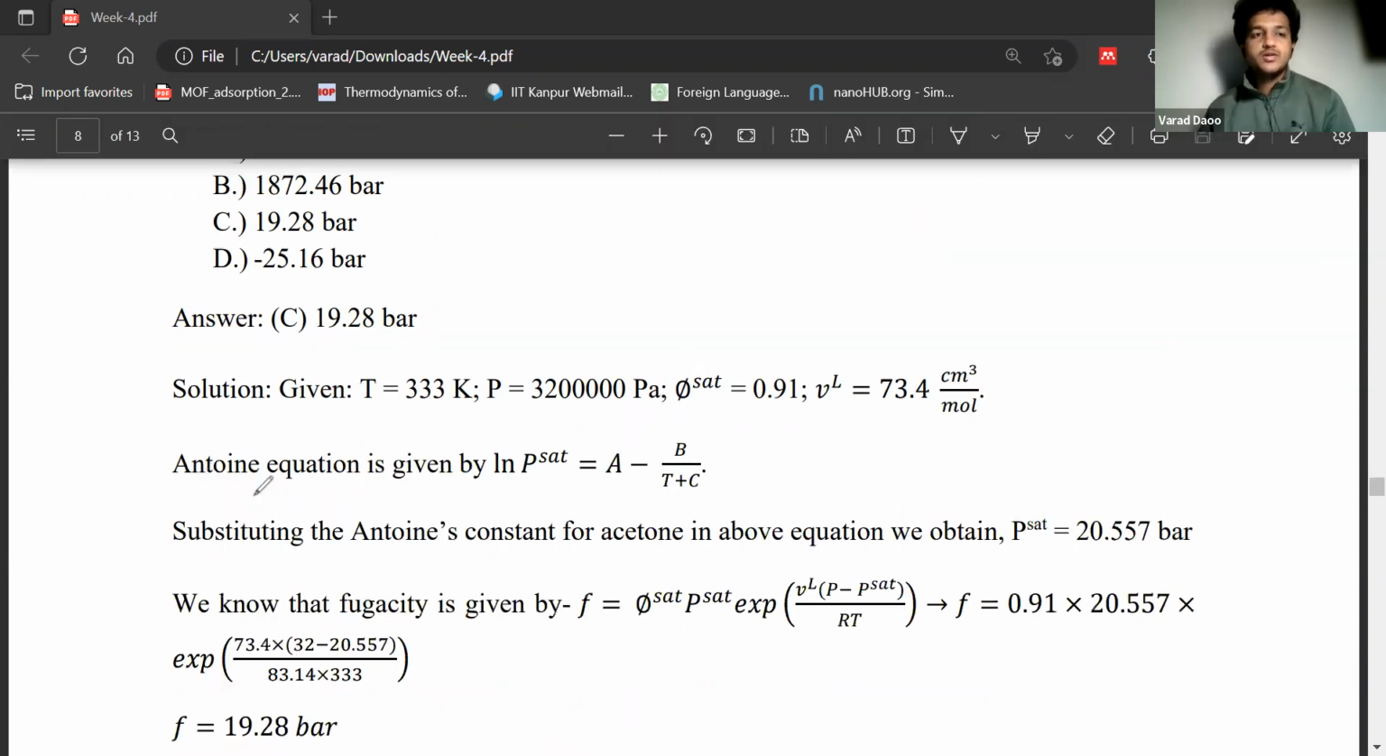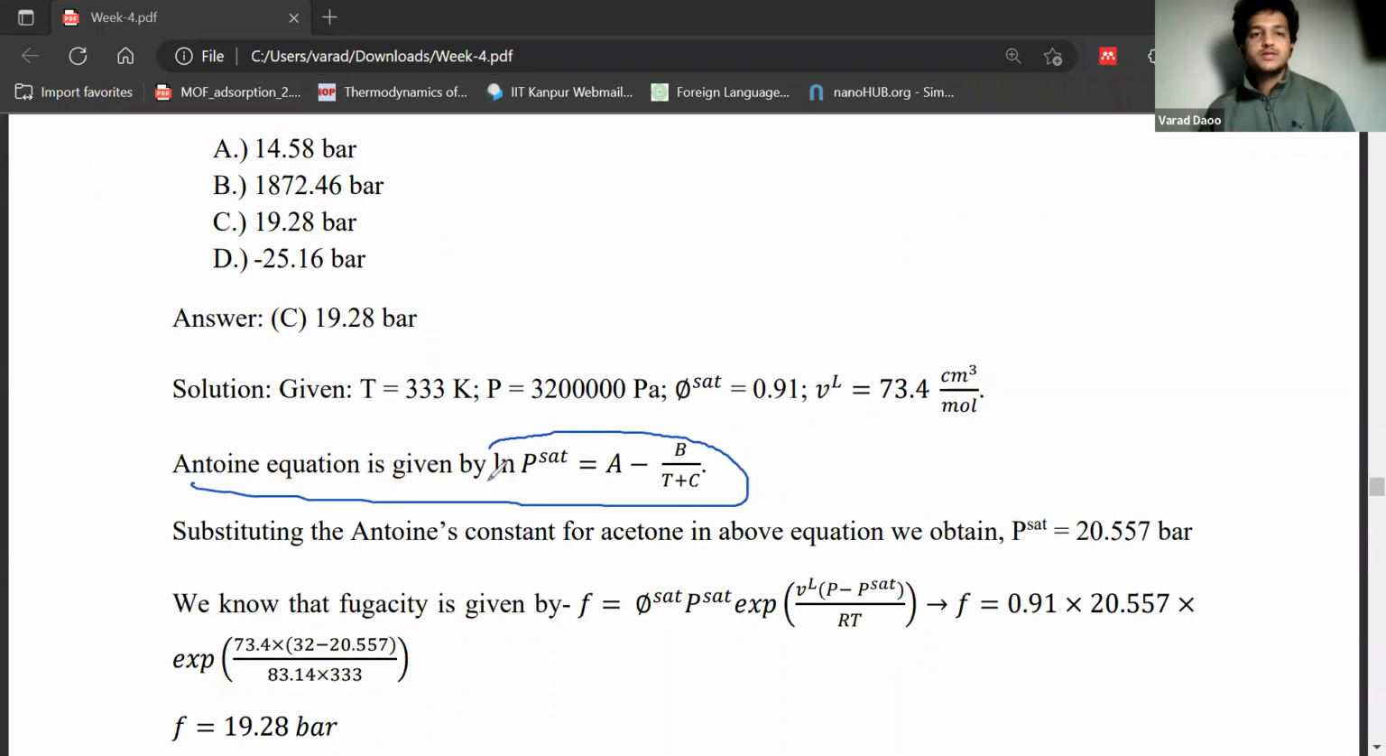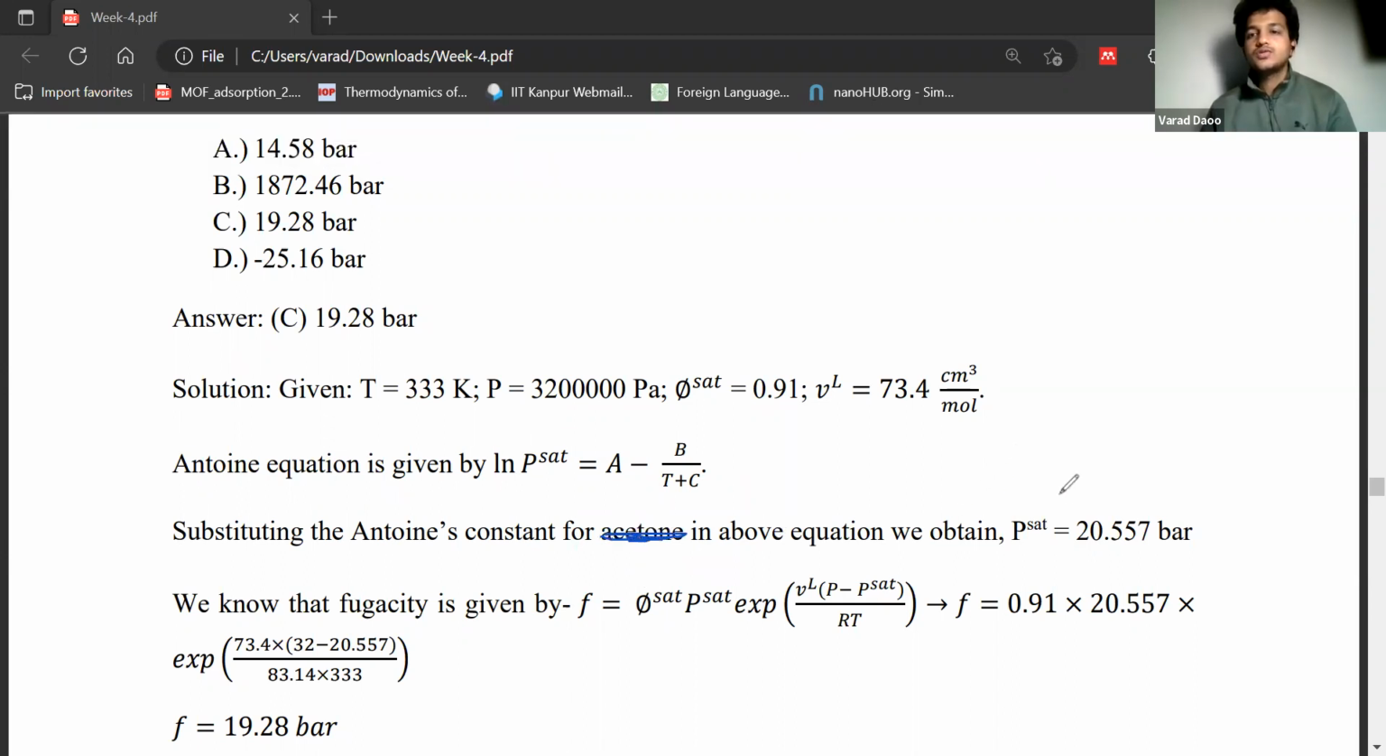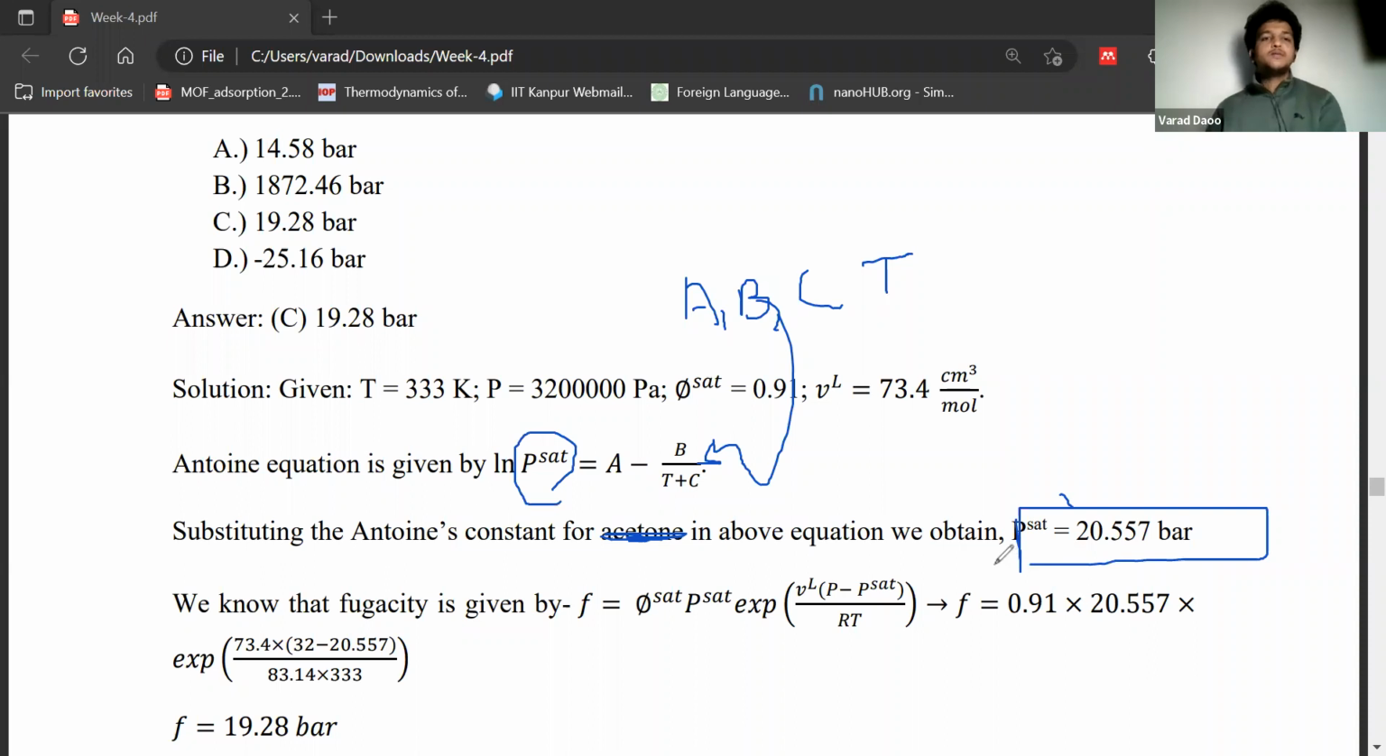So we are given the Antoine equation as this. We are substituting the Antoine constants for propane, this is not acetone. Propane or acetone, it's basically a single component system, whatever we have. So this is the Antoine expression. We are given A, B, C, and temperature. We put it in this, and simplifying, we get P sat as 20.577 bar.